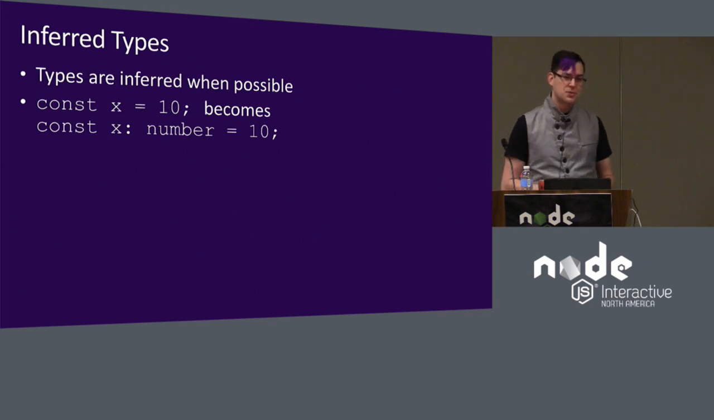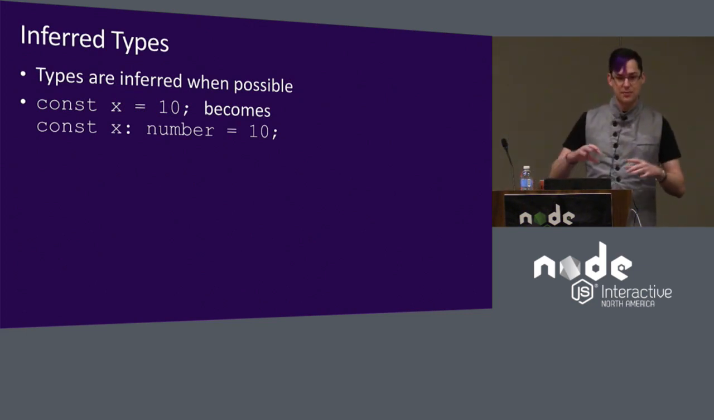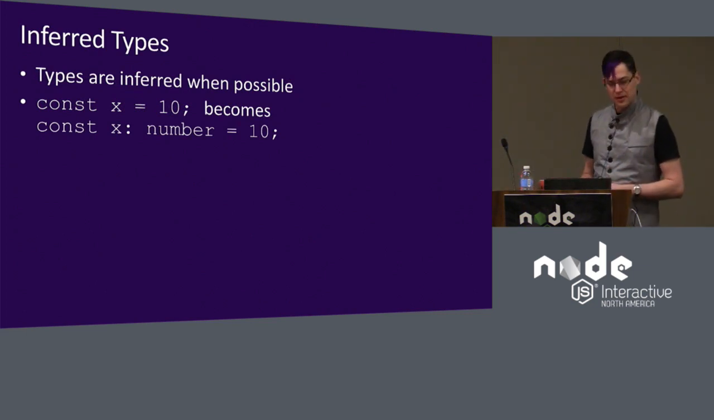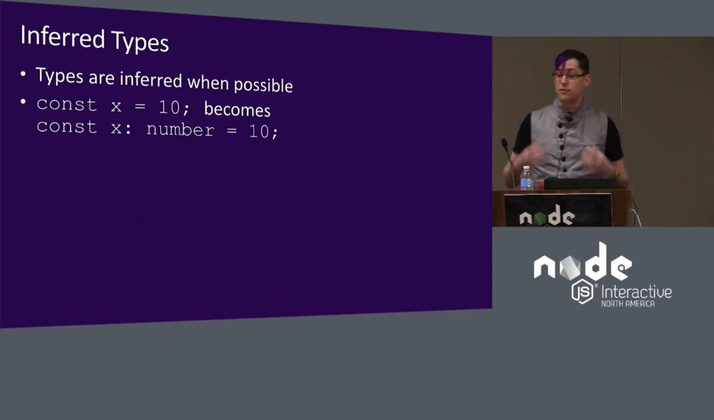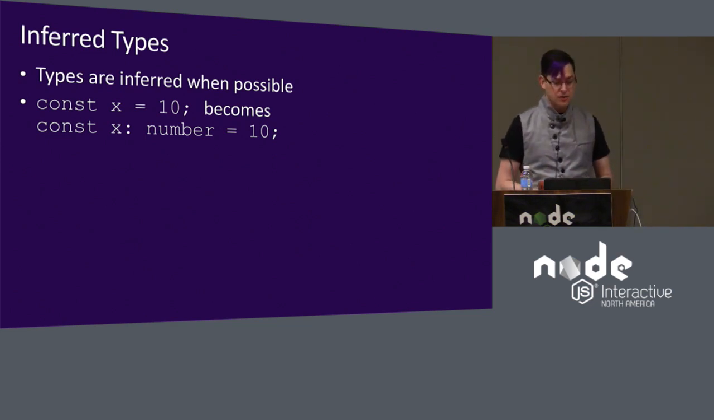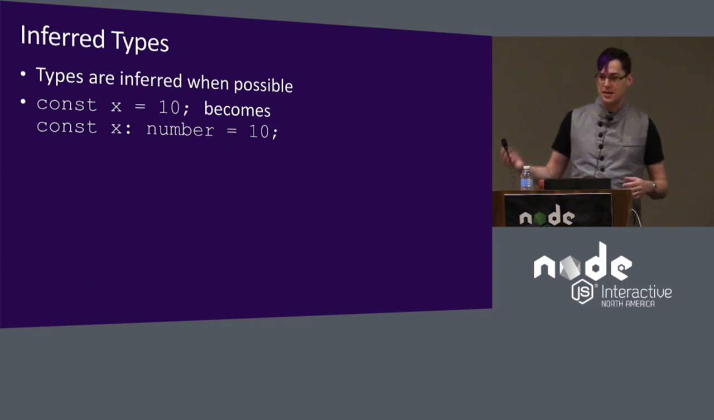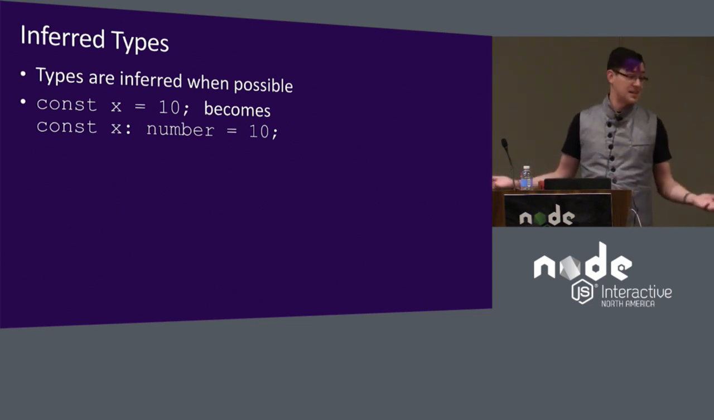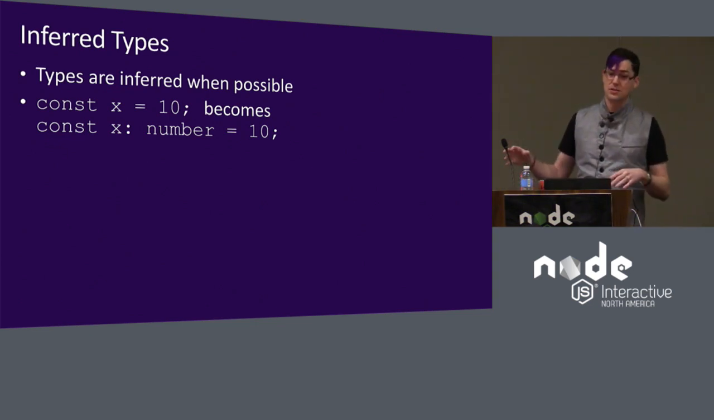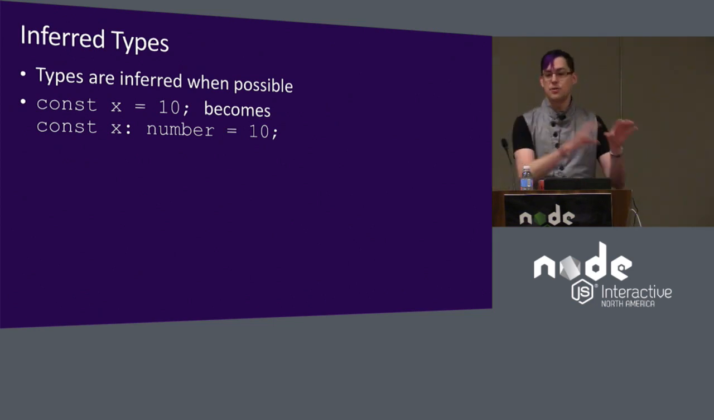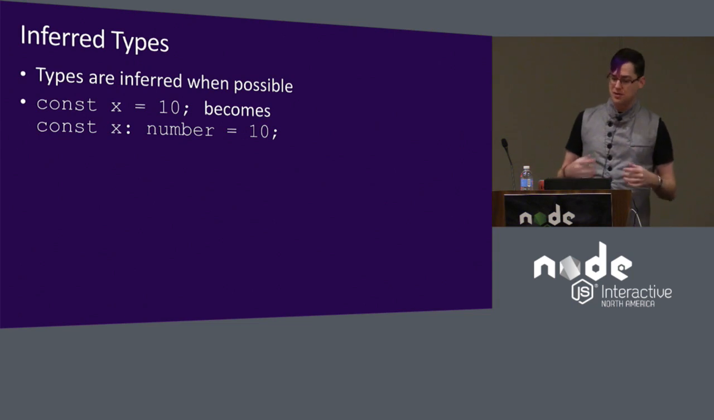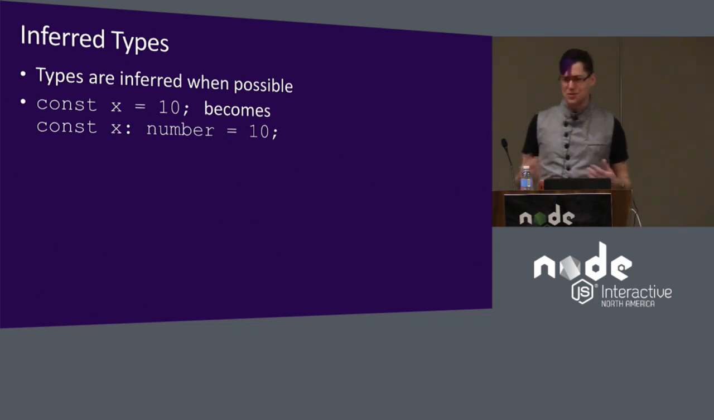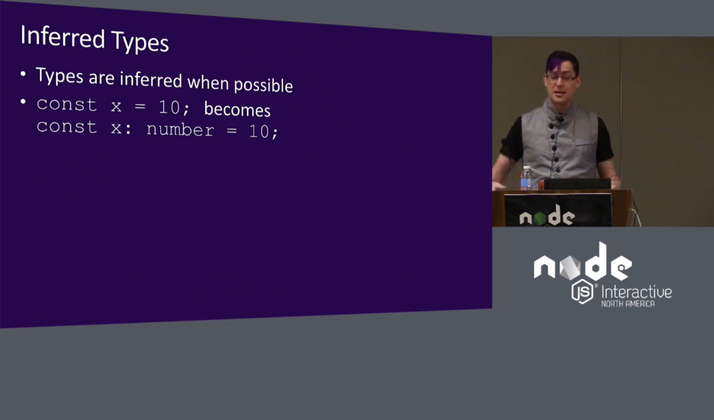Now, one thing it does, and this is why I say if you just rename the extension, it almost always works, but not quite, is that TypeScript types are inferred when possible. So if we create a variable and we give it a type, x equals 10, well, we know that 10 is a number, right? So TypeScript's going to say, oh, I see you assigned a number. I'm going to go and set that type for you. And so this const x equals 10 basically turns into const x colon number equals 10. And this is really handy because it just reduces a lot of typing and things like that. And it actually helps TypeScript feel even more like just regular JavaScript.